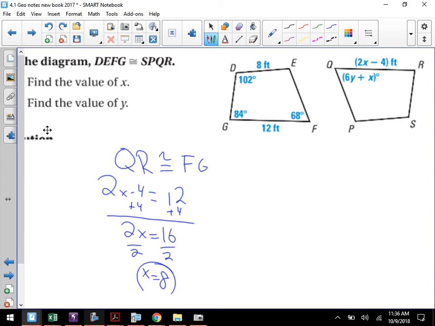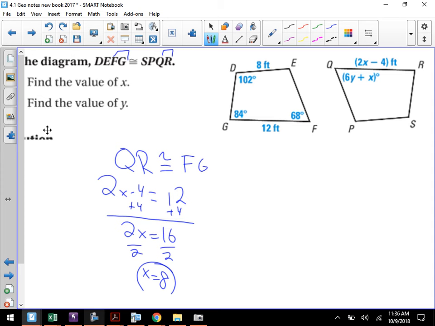Now, where's y located? What angles match it up with? Look at the letters. Follow your letters. QR. See where I'm going with that? You got to believe the letters. Don't believe the diagram. That's the point, because that diagram has so many different possibilities. You don't know which one's going to match up.